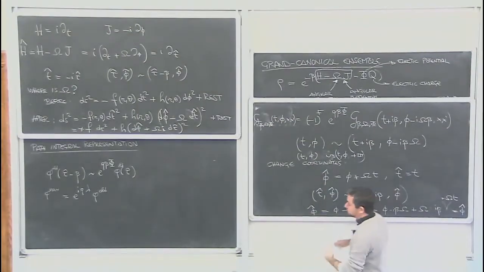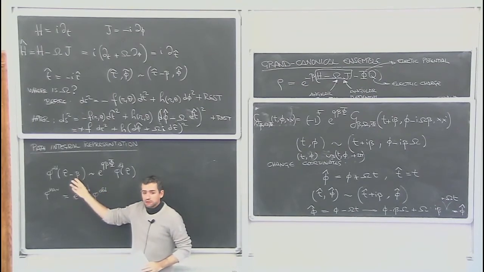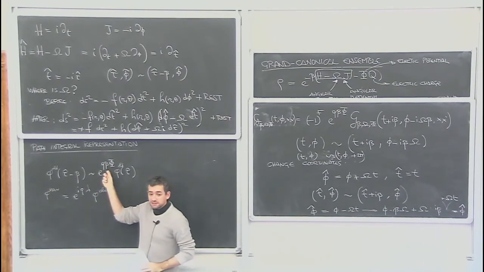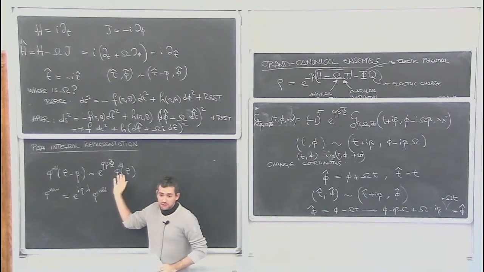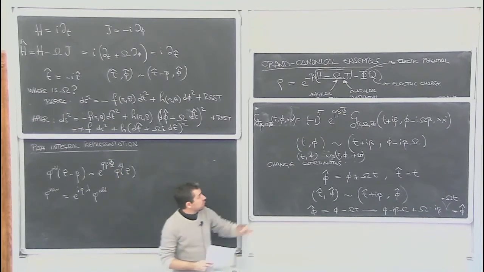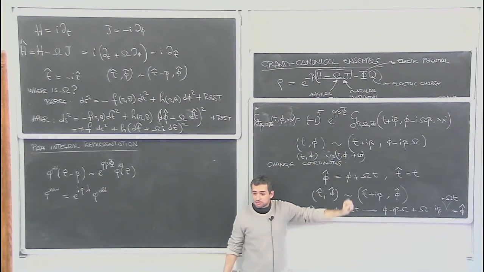I need to put into my path integral boundary conditions such that when I go around the Euclidean time circle, I get this extra factor. The identification is up to this. I need to do that in order to reproduce Green's functions from the path integral approach that have this property.